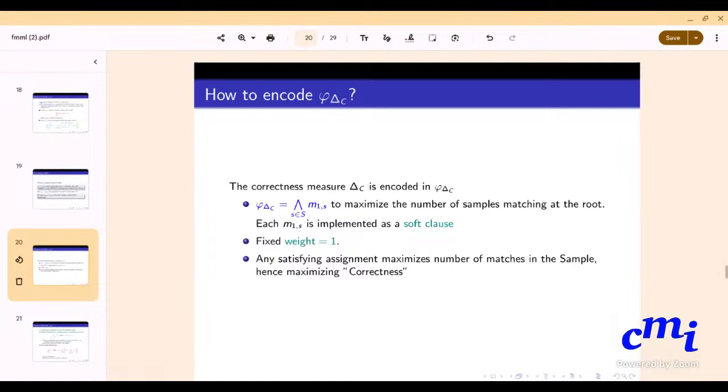But what do you mean by fixed weight equal to 1? Since this is a soft clause, I have to give some weight to it. Be careful here: you also have weights for the predicates, so don't confuse them. You are weighting this clause. I mention weight here because the weight of the predicate is not involved. That's fine, but emphasize that in words. But why are you giving it 1 as opposed to something else?